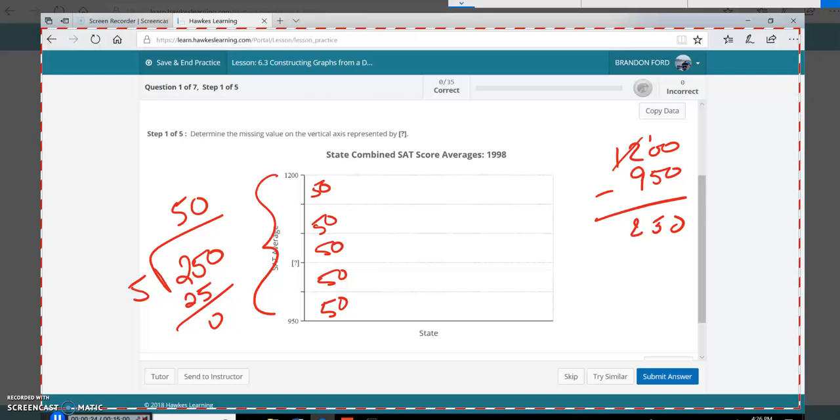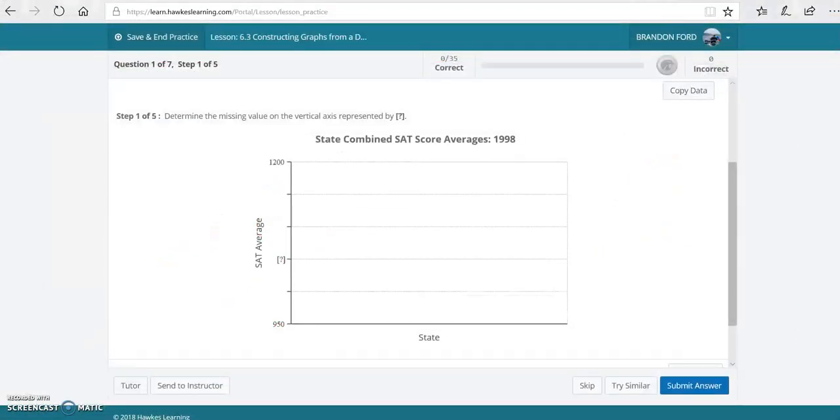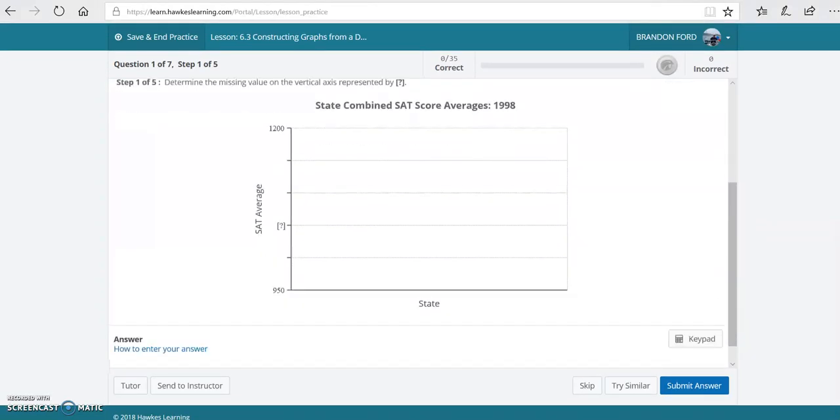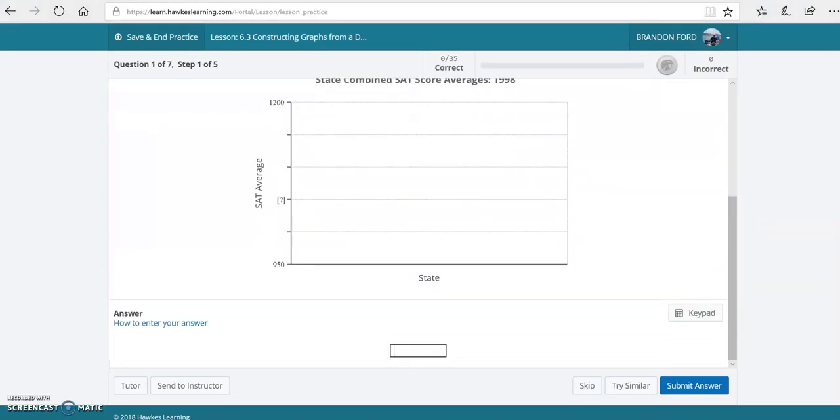Well, 950 plus 50, that's going to make this one an even 1,000. And this is going to be 1,050. And then we can keep going if we want to check ourselves. So this is 1,100. This is 1,150. And then, of course, 1,200 there. So our answer here is going to be this unknown is going to be 1,050. Okay, so not too bad. This is 1,050.